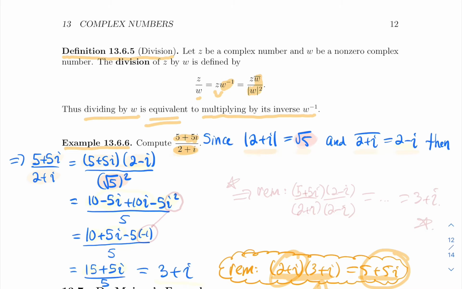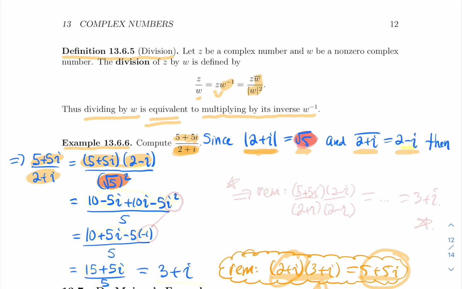The way I like to do this is, because I'm dividing by 2 plus i, I know the norm, the absolute value of 2 plus i, which is 4 plus 1, so root of 5, and the conjugate of 2 plus i is 2 minus i. So if I go 5 plus 5i divided by 2 plus i, the only thing I have to do is multiply the numerator, 5 plus 5i, by the conjugate of the denominator over the norm squared. Here the norm is root of 5 squared. So here's my root of 5 coming from here, and my conjugate of 2 plus i is 2 minus i.